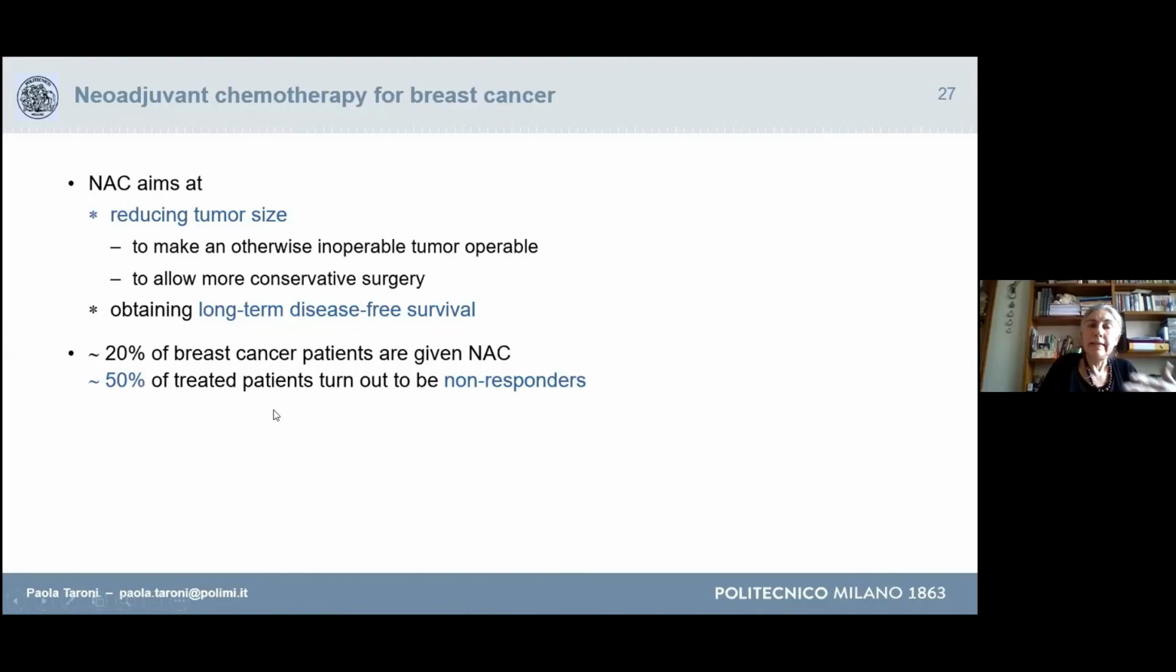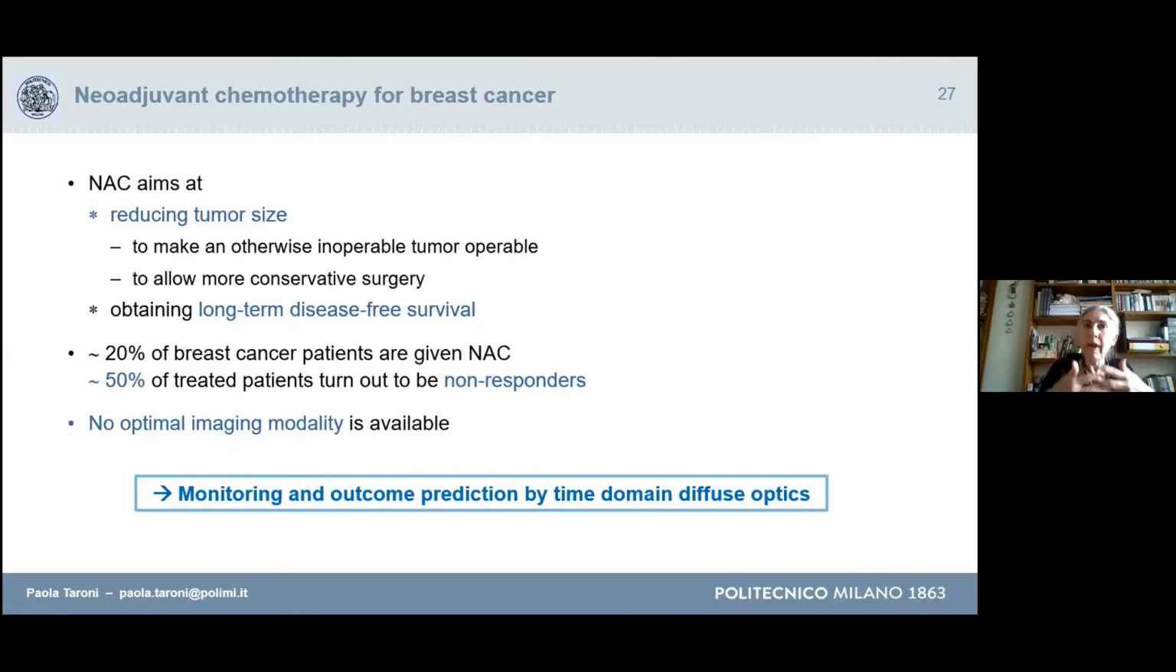But the problem is that approximately 50% of patients do not respond to the therapy, and this becomes known only at the end of several chemotherapy cycles, because there's no optimal imaging modality for this application. So our idea is to test time domain diffuse optical imaging to monitor neoadjuvant chemotherapy, and also, if possible, to predict very early the outcome of the therapy.